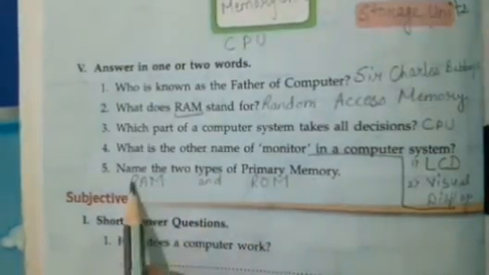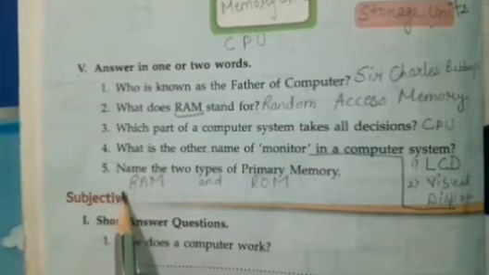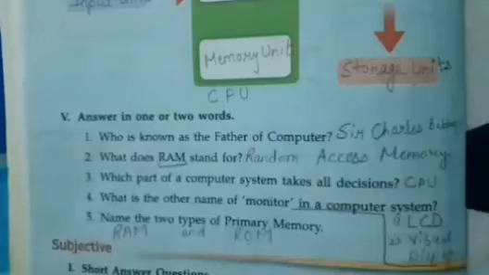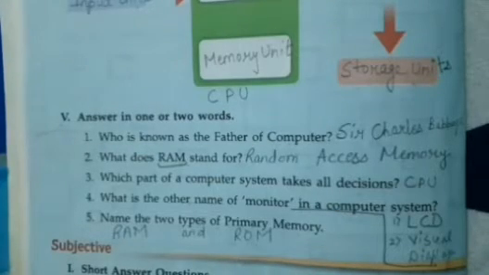You have to write down the full form also. Random access memory and read-only memory. Children, now we are done with the objective part of this chapter 1. So what you have to do, you have to check out your answers from here and you have to correct the answers if written wrong in your notebook.